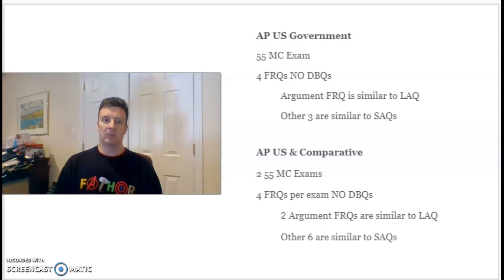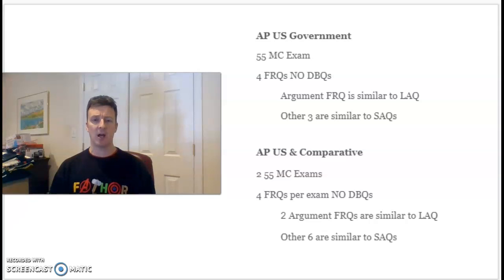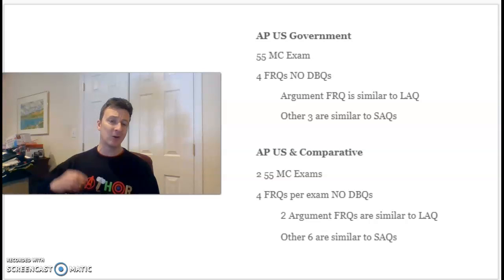All right, and so they both have AP exams. I don't think this is news, but when you sign up for AP US and Comparative, you're signing up for both exams. You only pay for one, but you sign up for both. So AP US Government has a 55 multiple choice question exam and 4 FRQs. There are no DBQs. There's nothing resembling a DBQ. We have 1 argument FRQ, which is similar to the LAQ in APUSH. The other 3 FRQs are more similar to SAQs.